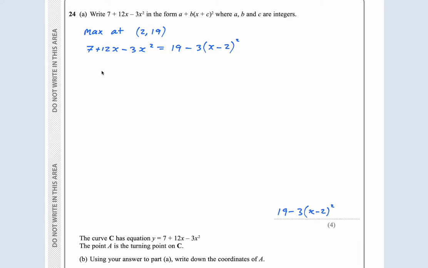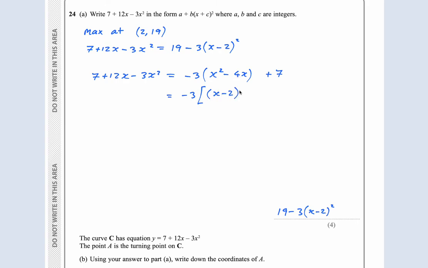So we have 7 plus 12x minus 3x squared equals, I'm going to write this as negative 3 into x squared minus 4x plus 7. So what have I done? I've taken out the minus 3 here, out of here and here. So I now have minus 3x squared. And if I was to multiply this and this, I'd get plus 12x. Then I complete the square with this bit here. So I'm going to bring in a square bracket. I'm going to do x minus 2.